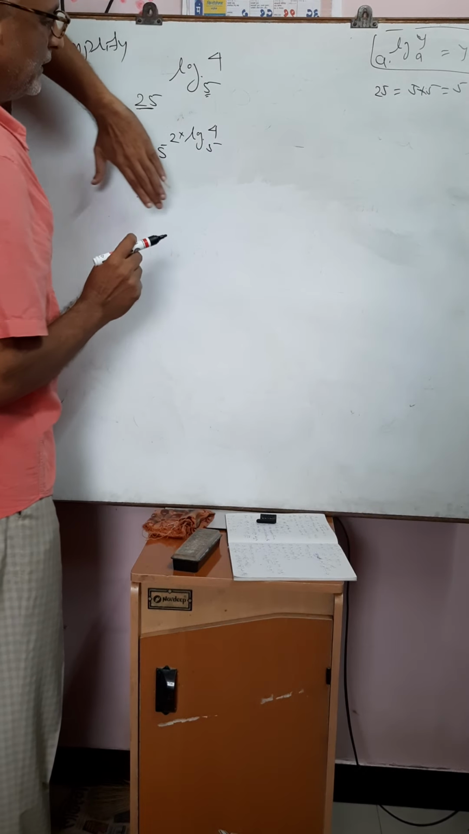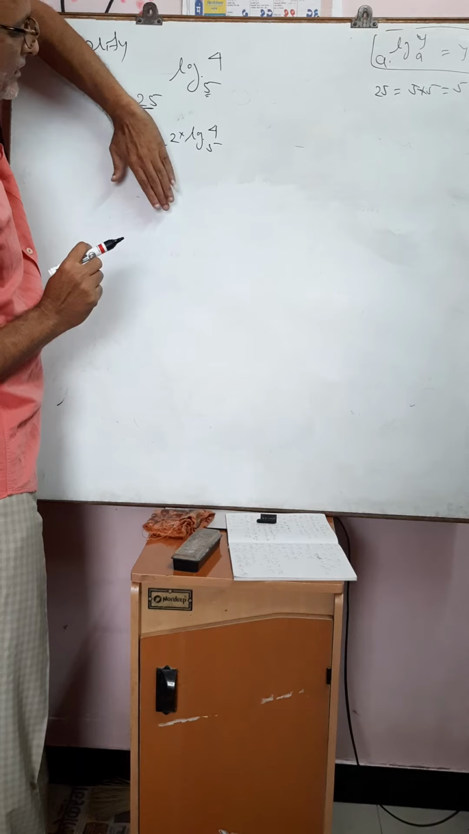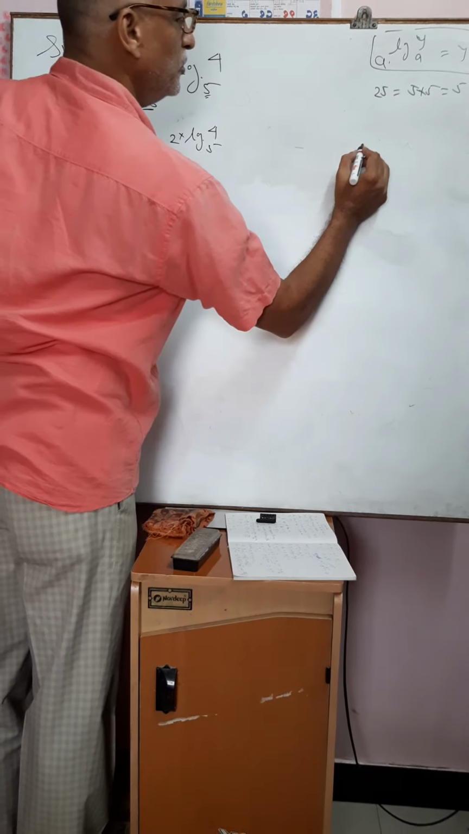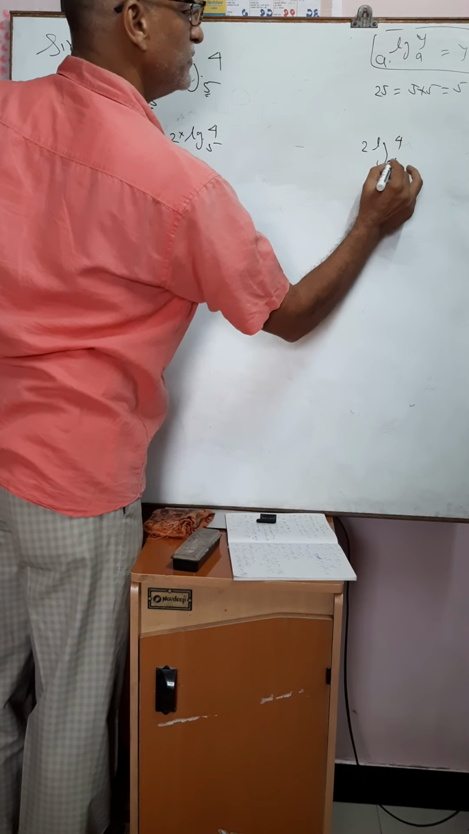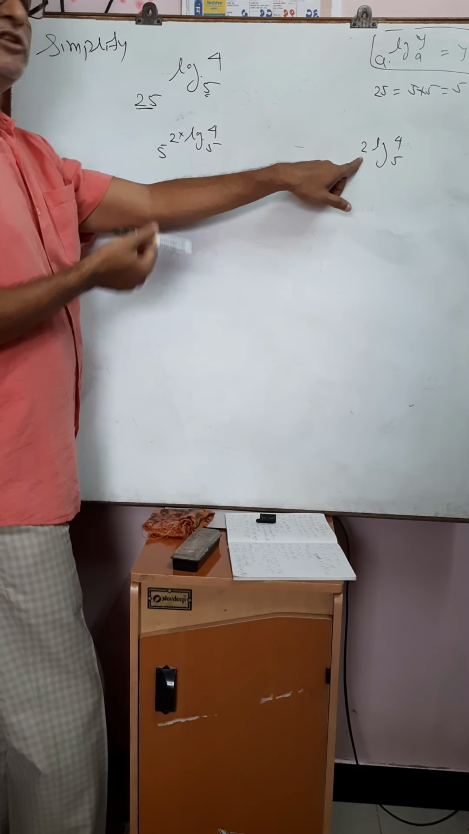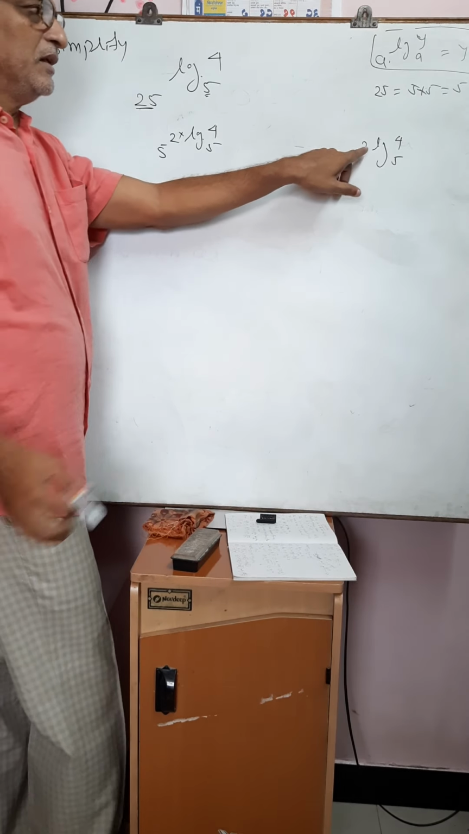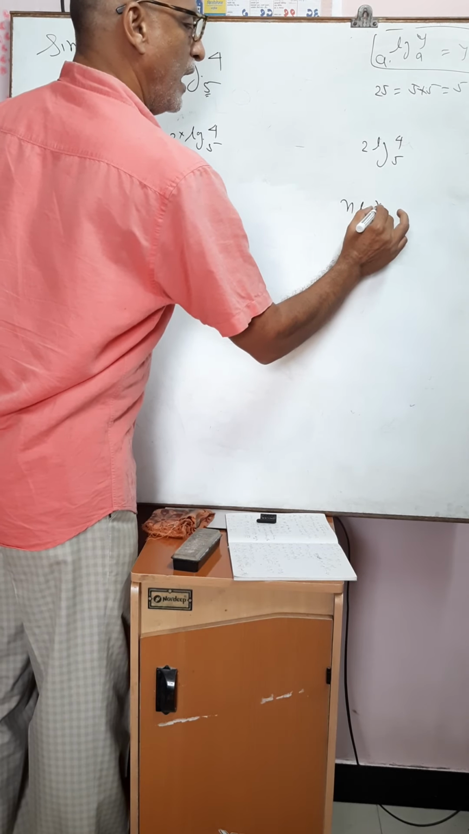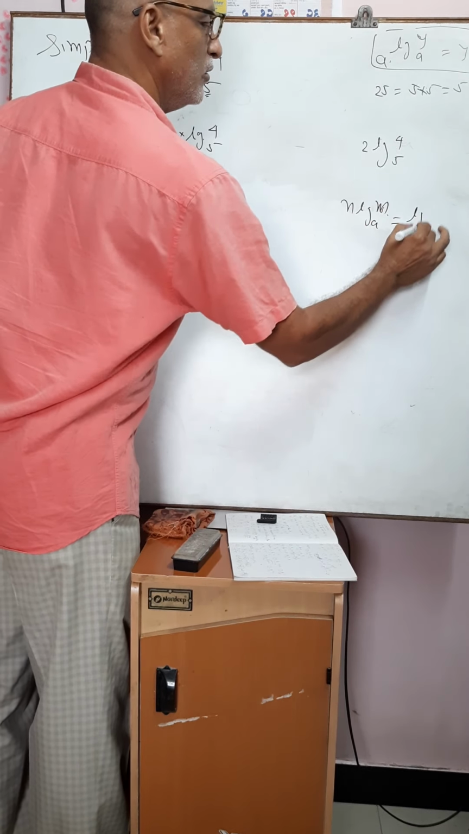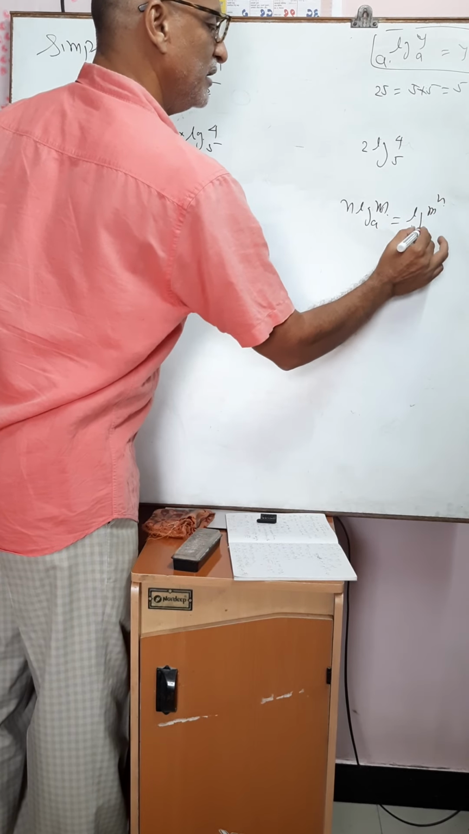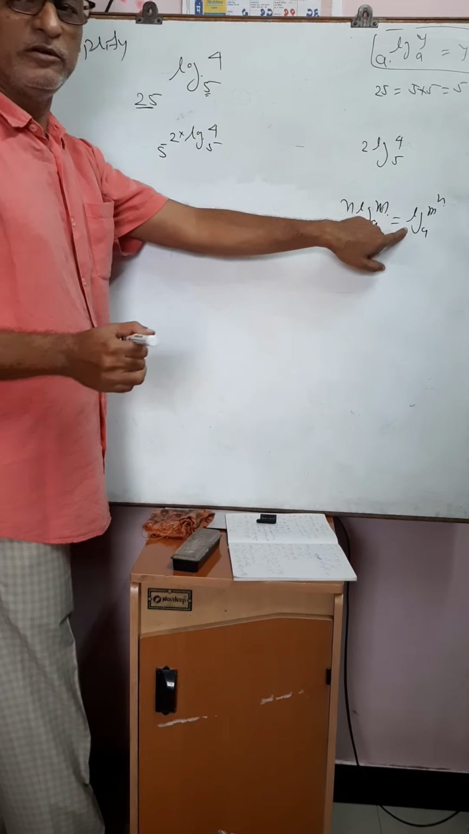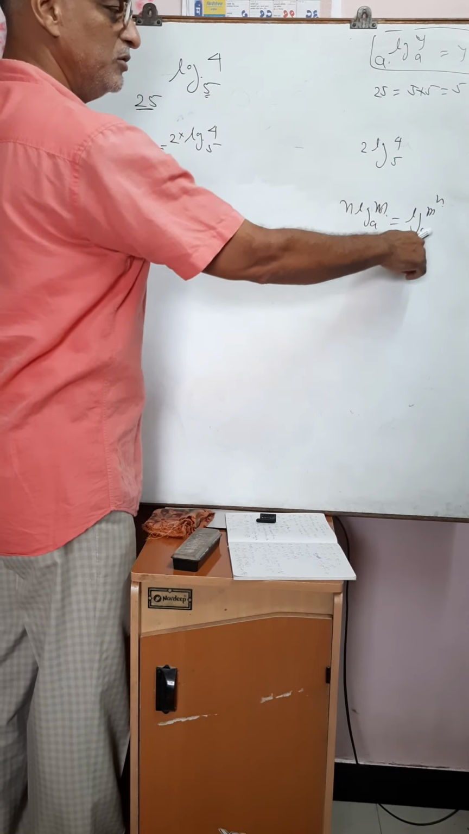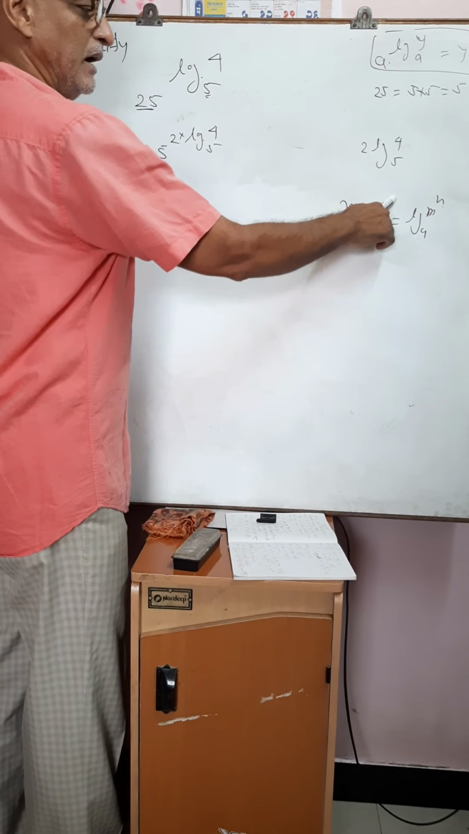Now for some time let us forget this 5. आपके पास है सिर्फ 2 into log 4 to the base 5. We are having 2 log 4 to the base 5. Now apply the third law in the reverse order. Third law of logarithm: log m raised to n to the base a is equals to n log m to the base a.